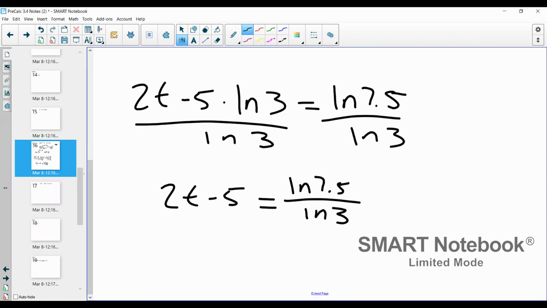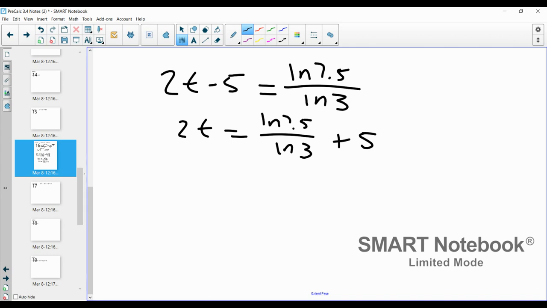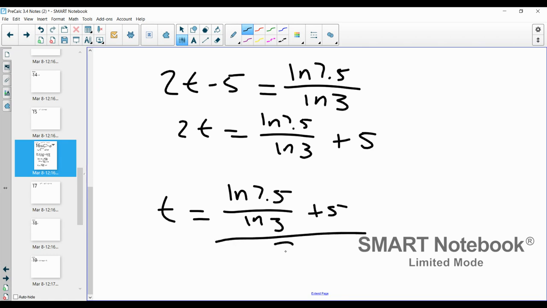I can add 5 to both sides, so 2t equals the ln of 7.5 over the ln of 3 plus 5. And then lastly, I can divide by 2. So I got t equals the ln of 7.5 over the ln of 3 plus 5, all divided by 2. And that would be my answer there.